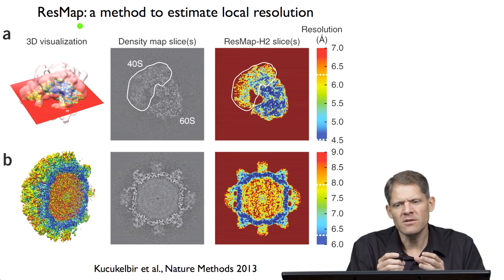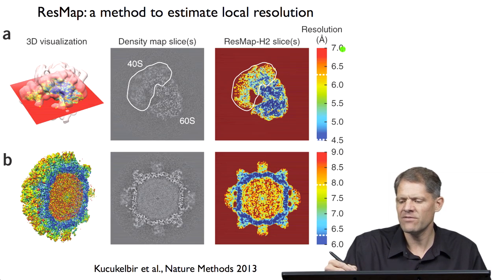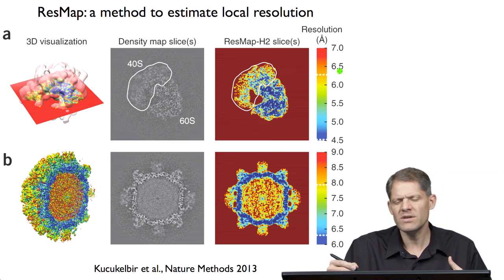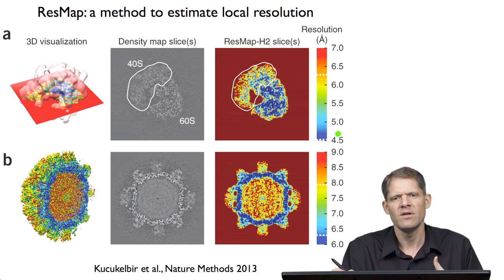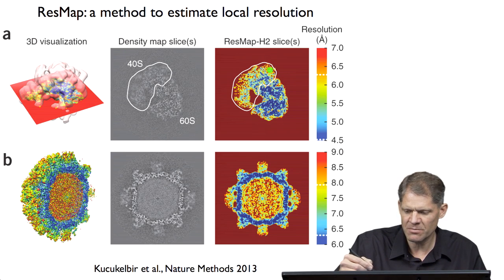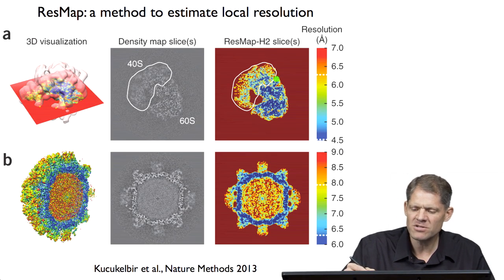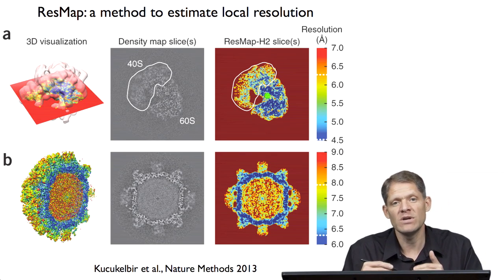And so at each pixel you can assign a resolution. In this case it's from 4.5 to 7 angstrom resolution of what is the highest resolution wave that is reliably detected in that region of the reconstruction. And so it's shown as a heat map where this is no resolution, and here the red pixels are something around 7 angstrom resolution. But here in the core of the particle and in the larger subunit, the resolution reaches to more like 4.5 angstrom resolution.